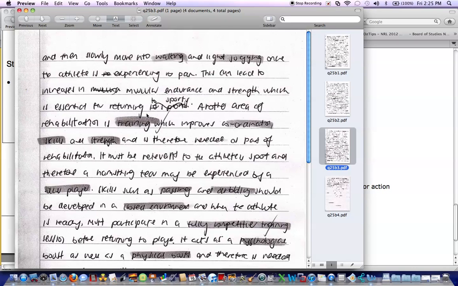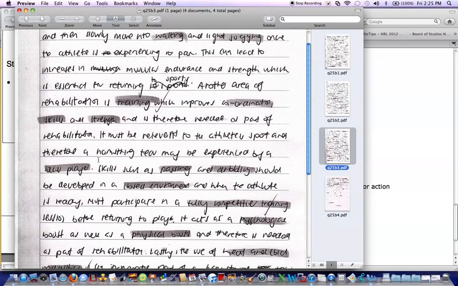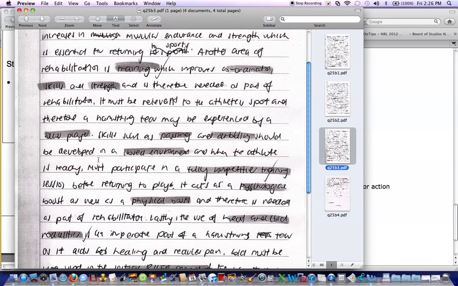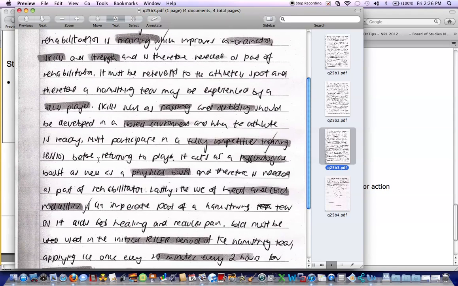Then he goes on: another area of rehabilitation is training, which is our third area of the rehabilitation procedure, which improves coordination, skills and strength and is therefore needed as part of rehabilitation. More of a justification here. It must be relevant to the athlete's sport, and therefore a hamstring tear must be experienced by a soccer player. Skills such as passing and dribbling should be developed in an environment and, when the athlete is ready, must participate in full competitive training sessions before returning to play.